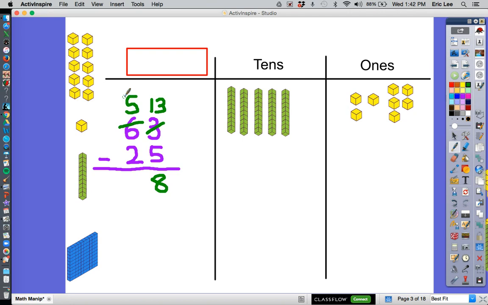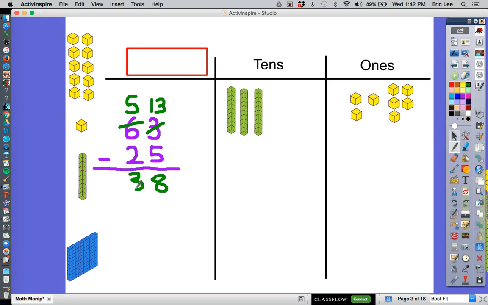Now let's go over to my tens column here. So I have 5 tens left. Let's see if I really do. Yep, there they are. 1, 2, 3, 4, 5. 5 tens left. And I'm going to subtract 2 tens. So it's going to be 5 minus 2. So when I subtract my 2 tens, let's take these 2 tens away. 5 minus 1, 5 minus 2. So now 5 minus 2 equals 3.